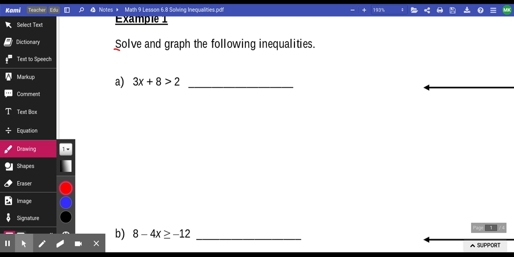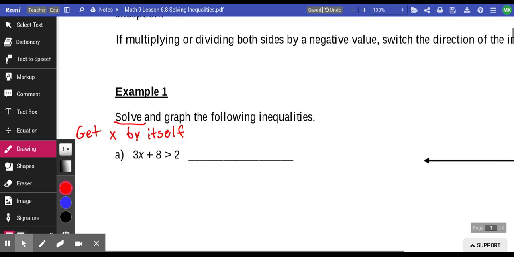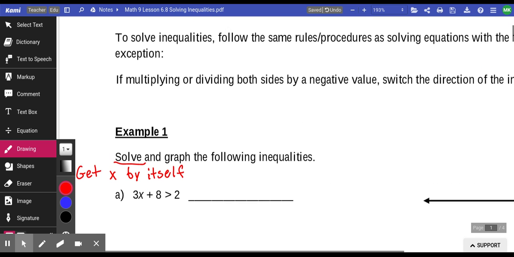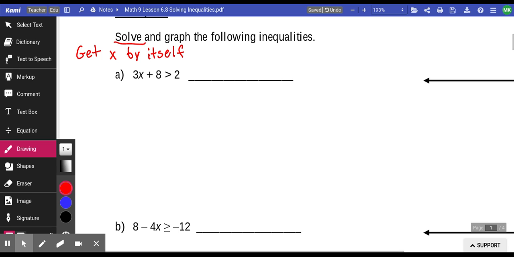So we're going to start off by solving. To solve means to get the variable, in this case x, by itself. You also might have heard the terminology isolating the variable. That's the same thing. You're going to get x on one side all by itself. In the past, we always had an equal sign. Now we're just going to have an inequality sign, something like that, instead of an equal sign. But we're going to treat it like an equal sign.